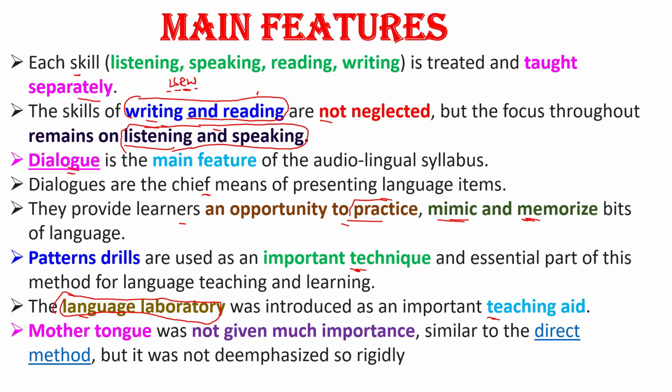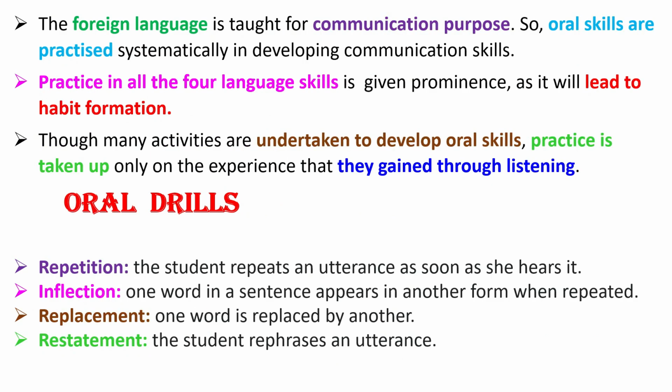Mother tongue was not given much importance. If you see the grammar translation method, the mother tongue is given priority. In the direct method, they ignored the mother tongue, meaning only the target language was focused on. But here it is not totally neglected, though they did not give it much importance either. It is used but at a minimum level, similar to the direct method, but it was not de-emphasized. They did not say to ignore the mother tongue.